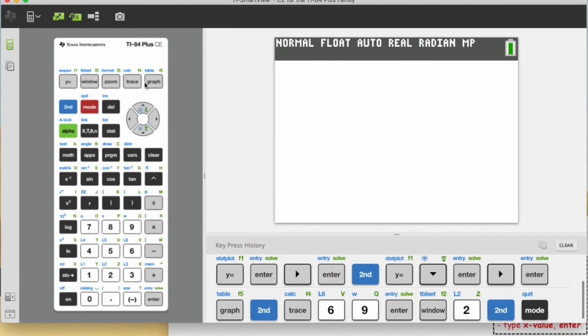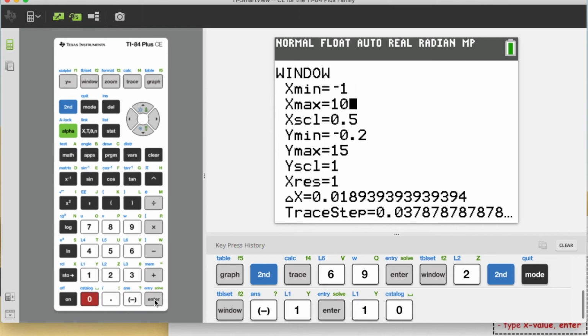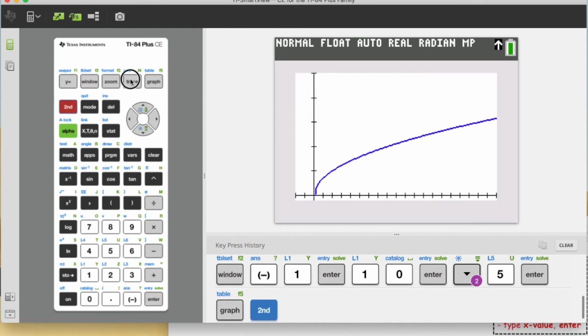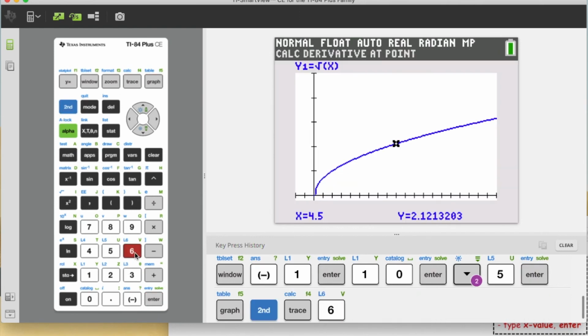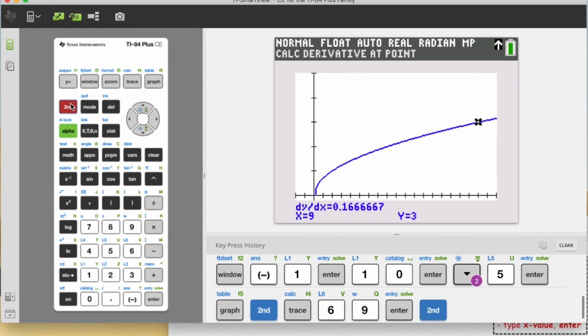So I'm going to adjust my window from -1 to 10. I can ignore the rest, but I'll set it up more properly. Let's go down to maybe -5, and then let's try that again. Okay, second trace, and then number 6, enter 9 as the x value. And there you go. At the bottom of the screen, you'll notice dy by dx is equal to 0.1667. It's rounded.